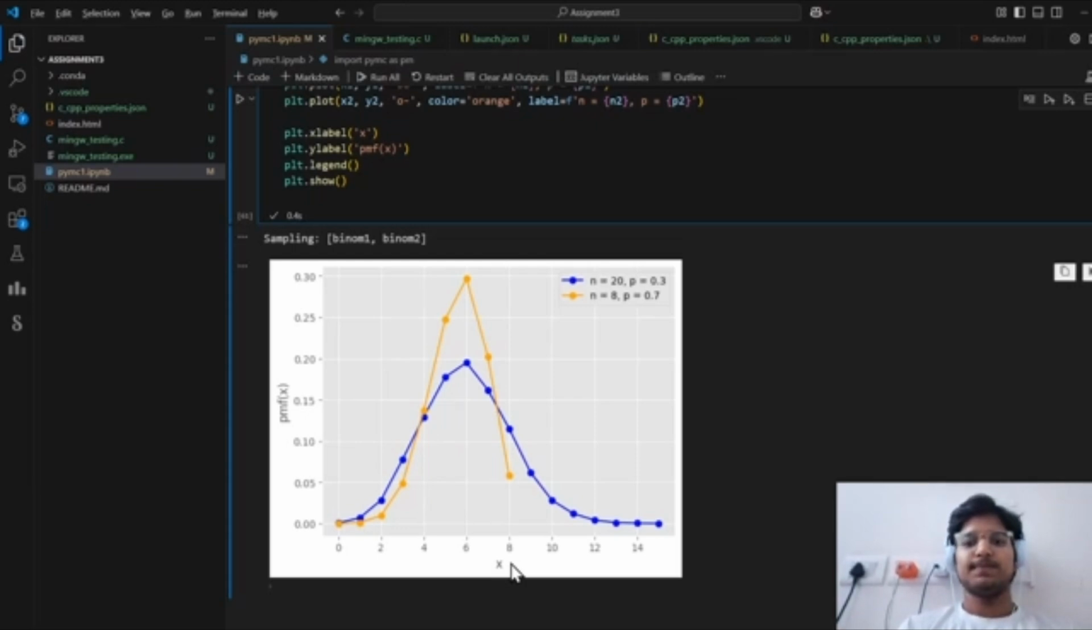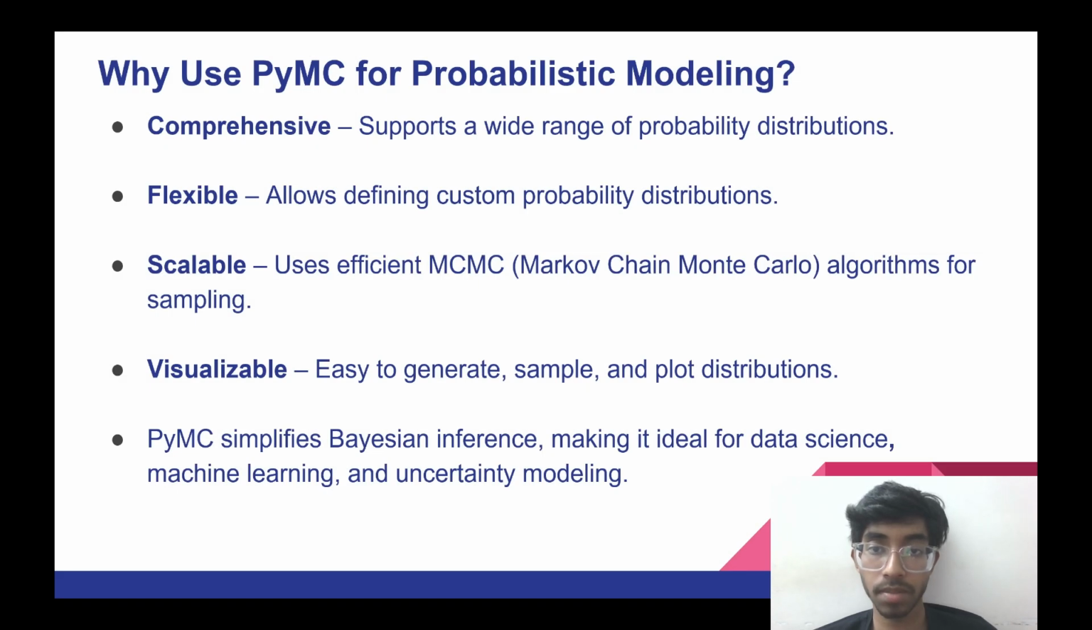On the y-axis we have the PMF of x, and on the x-axis we have the variable x, which goes from 0 to n. To sum it up, PyMC makes working with probability distributions simple and powerful, especially for Bayesian inference. It helps model uncertainty, update beliefs with data, and is widely used in fields such as finance, healthcare, and machine learning.